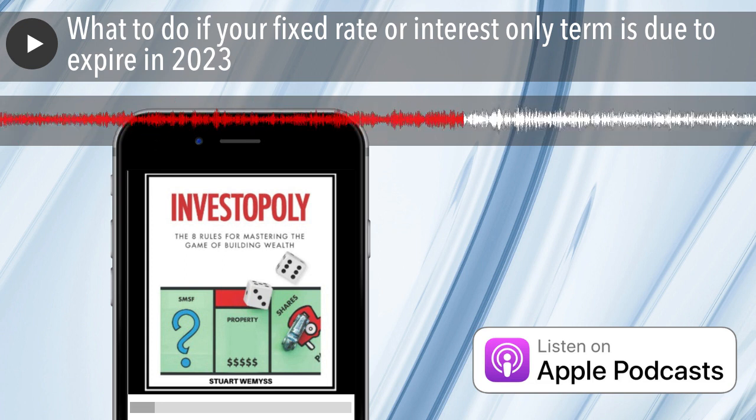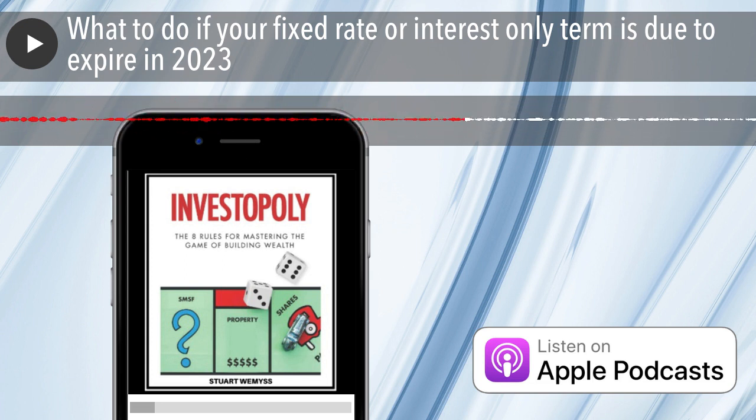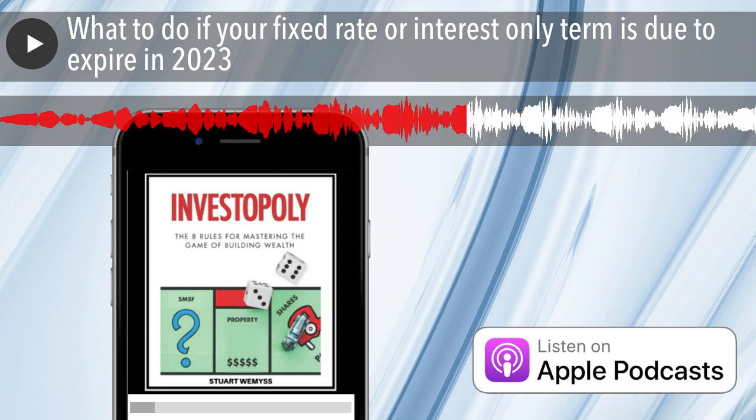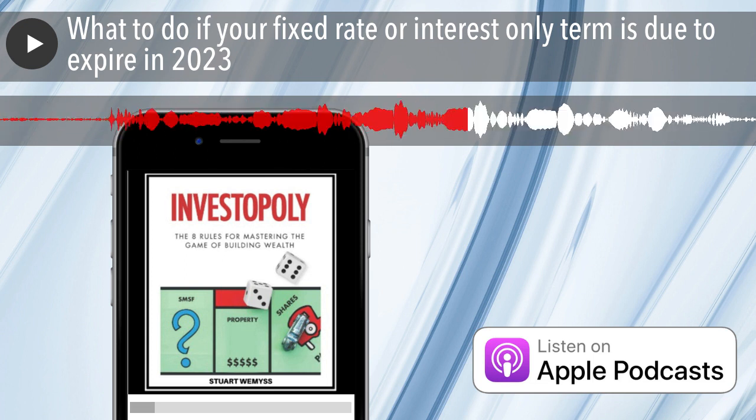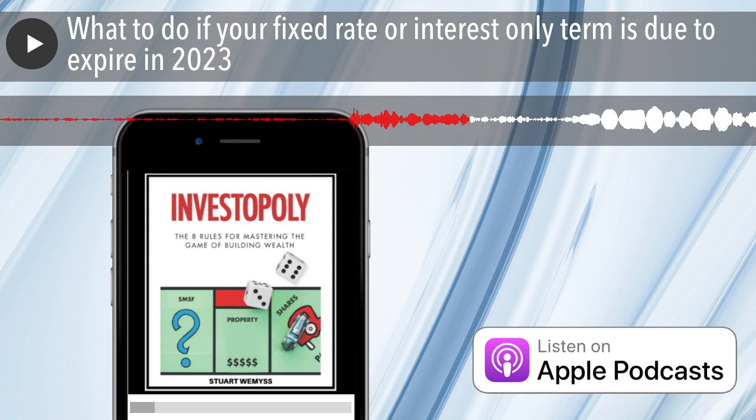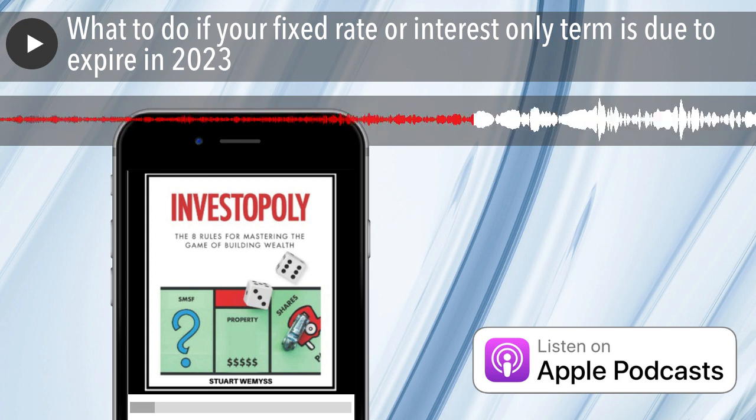But the fewer accounts that you have and the cleaner the structure is, the easier it is to maintain your record keeping and therefore protect your interest deductions. Put yourself in the strongest position to prove to the ATO, should you ever need to, that the interest deductions you've claimed are in fact correct.